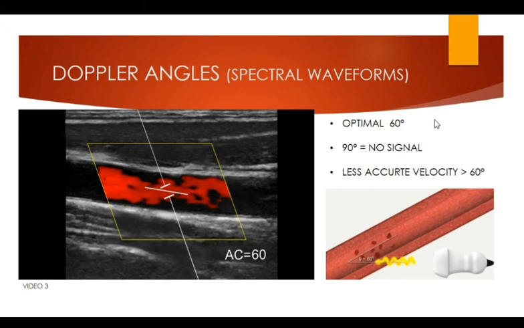The optimal degree that we set it at usually is 60 degrees, because angles close to 60 degrees are just more common. It is really important to make measurements with care and to follow your protocols really closely. Just remember that an angle of 90 degrees is going to give you no signal, and velocity will be much less accurate once you get an angle greater than 60. So you really want something between 0 and 60 degrees, and anything above 60 is really not acceptable.